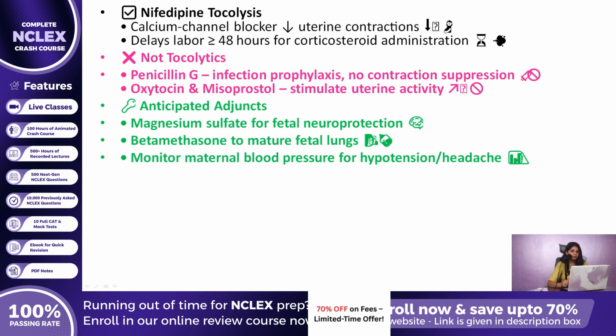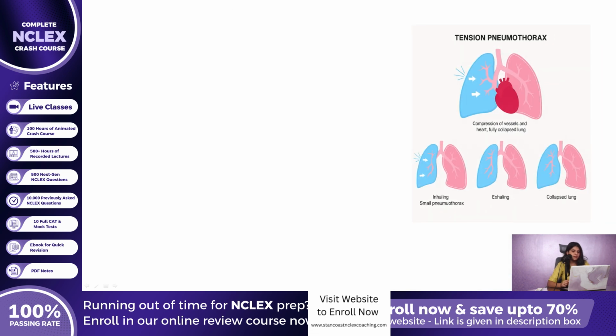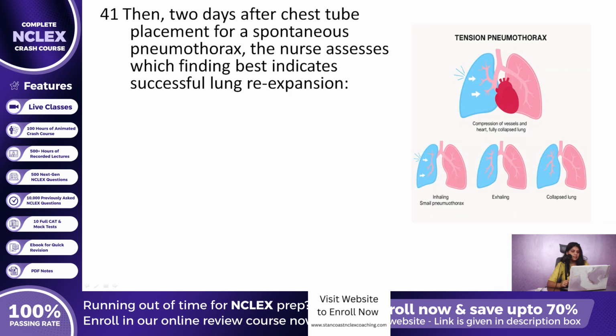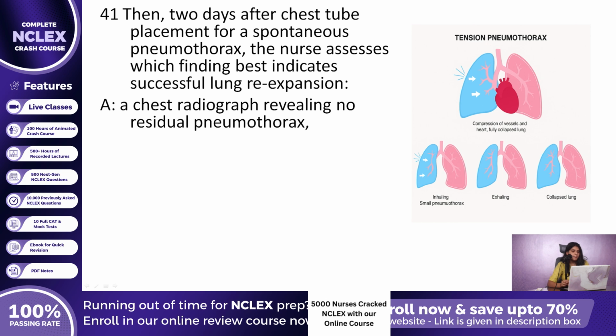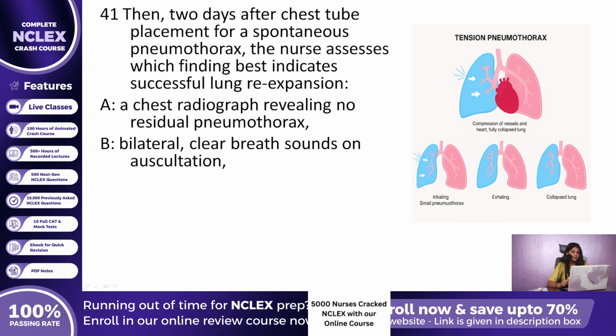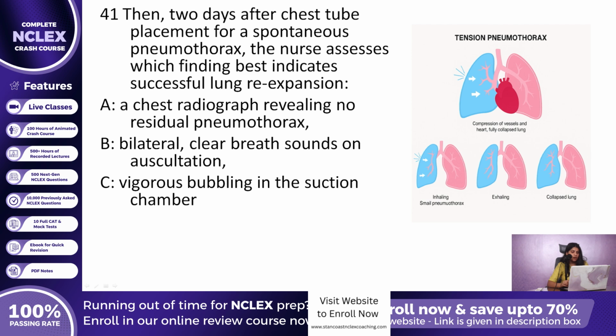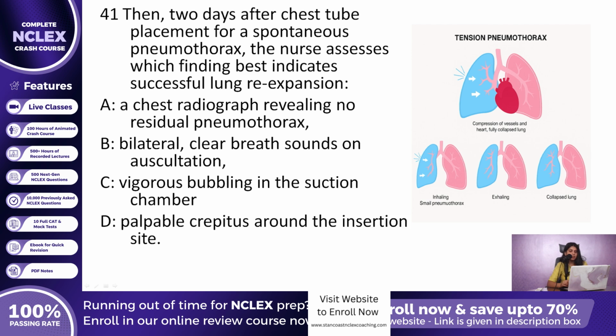Question 41. Then, 2 days after chest tube placement for a spontaneous pneumothorax, the nurse assesses which finding best indicates successful lung re-expansion. A. A chest radiograph revealing no residual pneumothorax. B. Bilateral, clear breath sounds on auscultation. C. Vigorous bubbling in the suction chamber. Or D. Palpable crepitus around the insertion site. The correct answer is B.